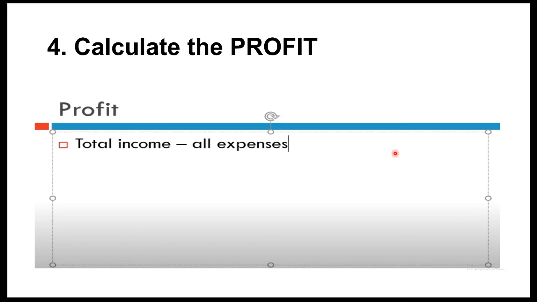Question number 4, calculate the profit. So how much profit did we make? How will I know this? You take your total income minus all your expenses. Or if they ask you profit per unit, you would take your selling price minus your cost price. And the difference then is the amount of profit you make.